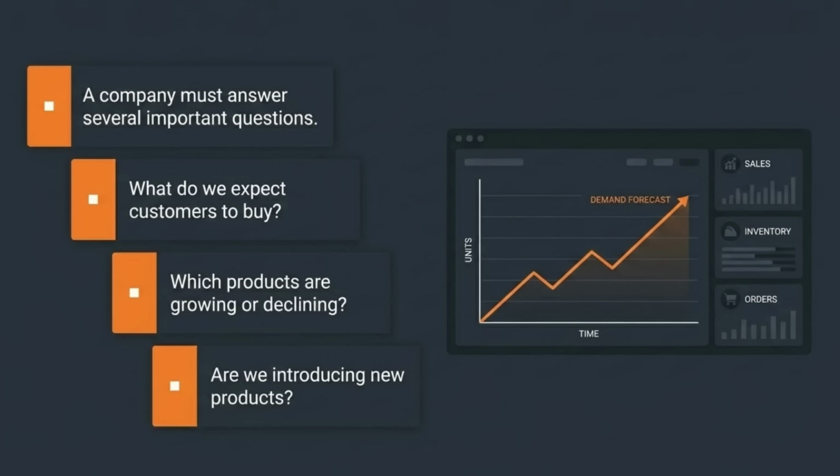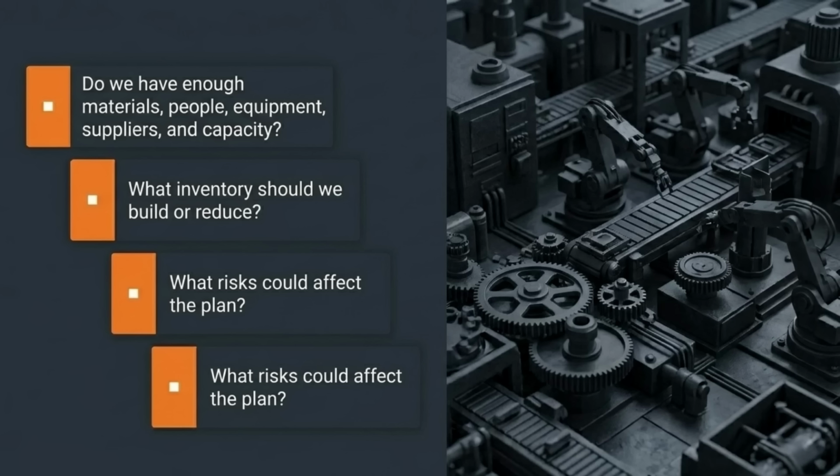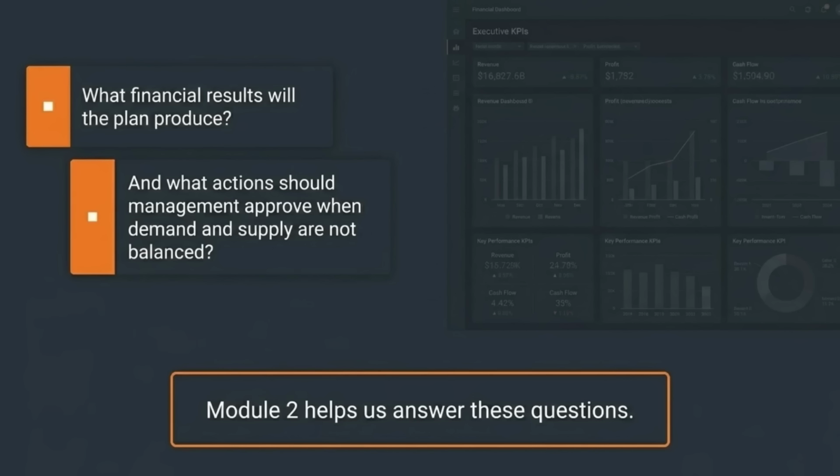A company must answer several important questions. What do we expect customers to buy? Which products are growing or declining? Are we introducing new products? Do we have enough materials, people, equipment, suppliers, and capacity? What inventory should we build or reduce? What risks could affect the plan? What financial results will the plan produce? And what actions should management approve when demand and supply are not balanced? Module 2 helps us answer these questions.